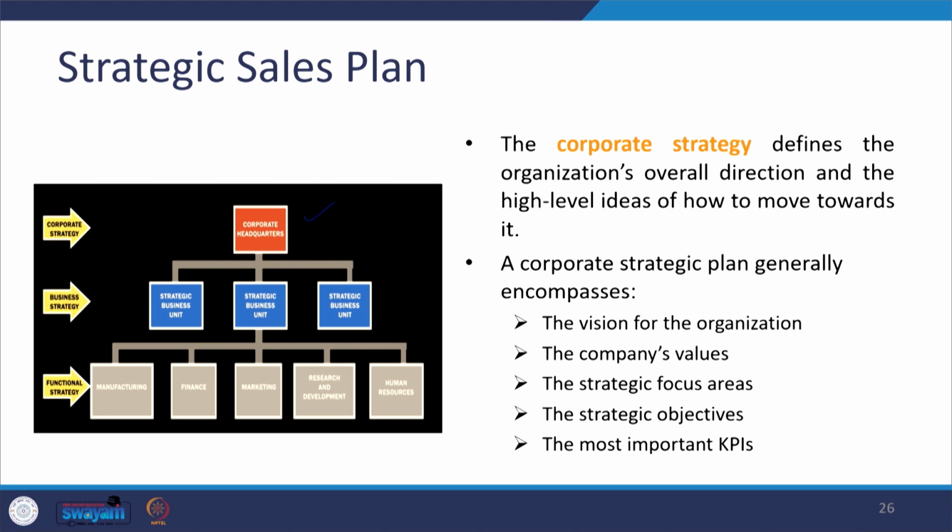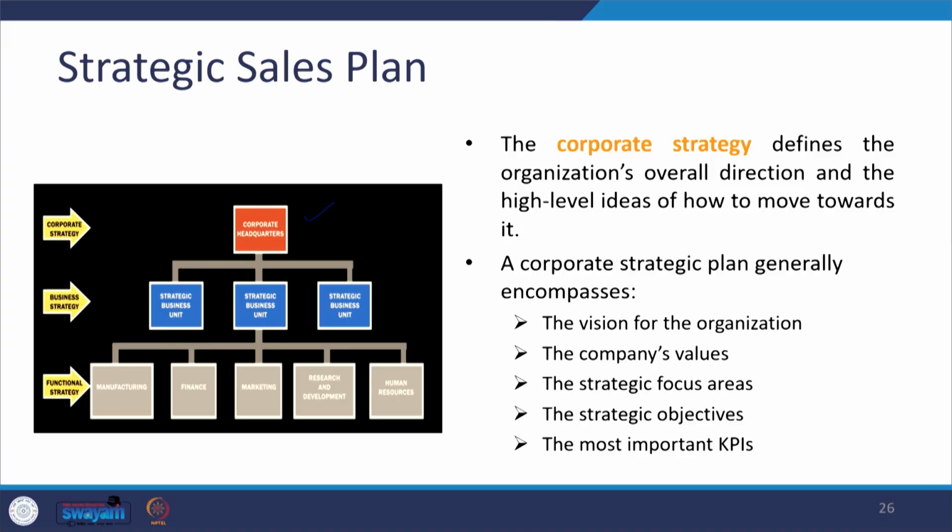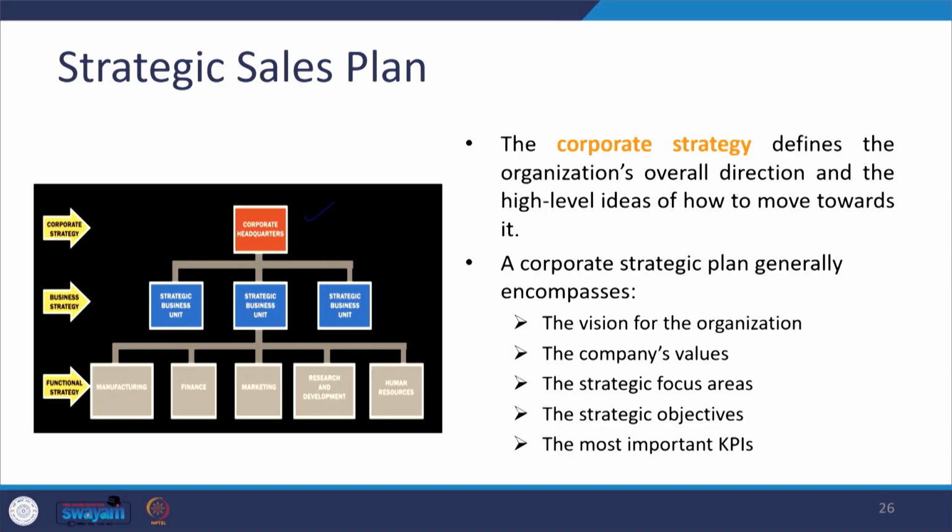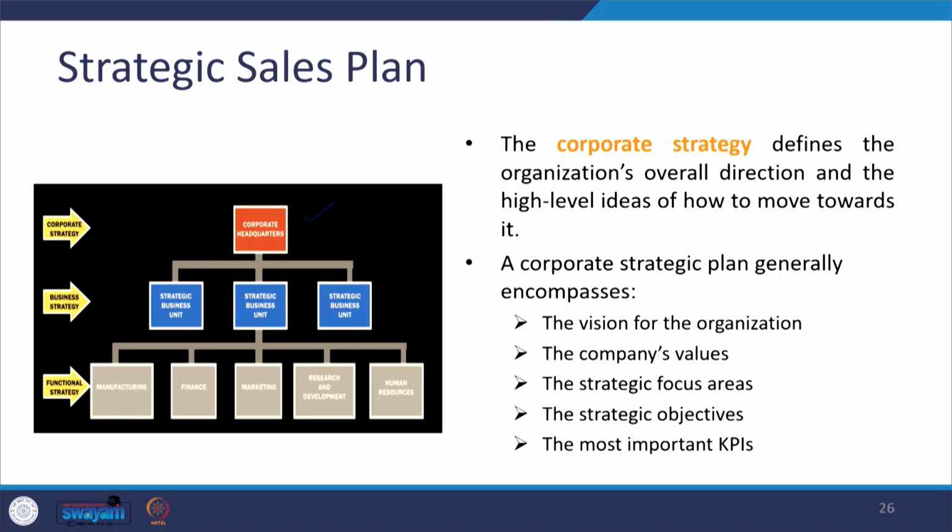The corporate strategy defines the organization's overall direction and the high level ideas of how to move towards it. So, the corporate strategic plan generally encompasses different things like the vision of the organization, that is where the organization wants to go or see itself in the long run. The company's values, for example, Tata is known for trust. So, trust is a value that is aimed at every function across any kind of business units that is a part of Tata Group. Then the corporate strategy also includes strategic focus areas like, let's say, electric vehicles nowadays for Tata Motors.